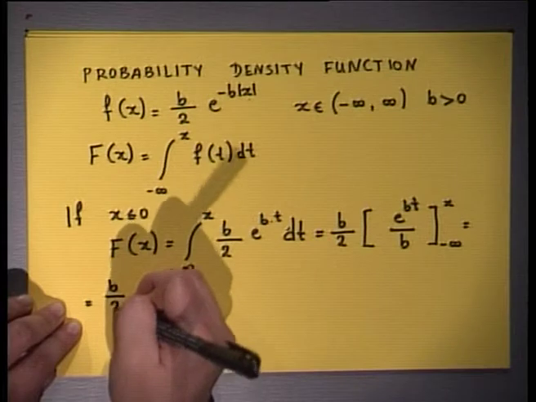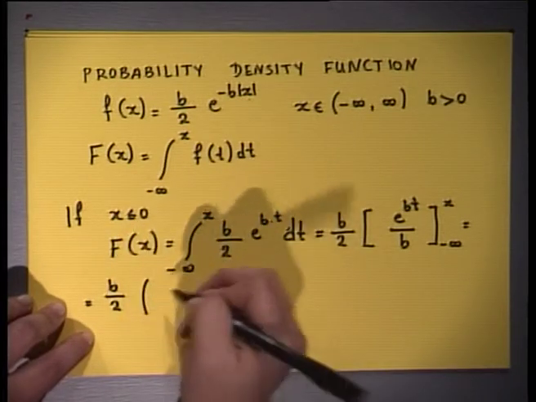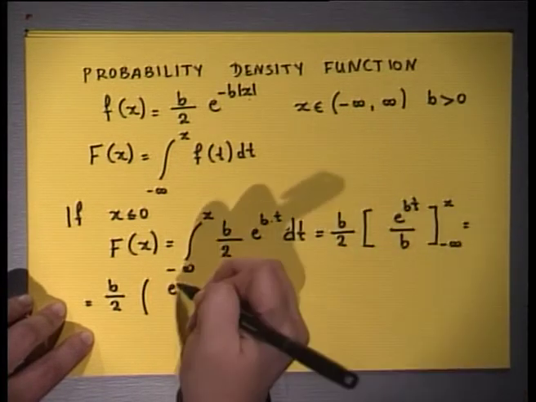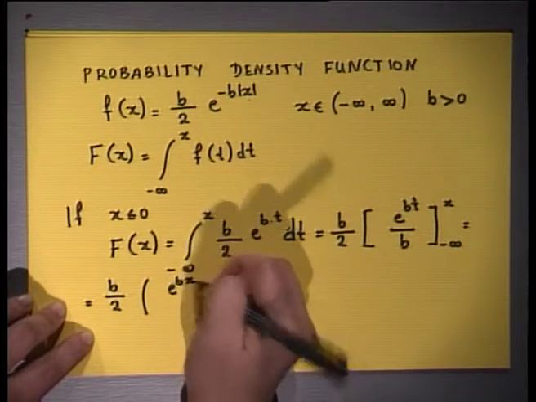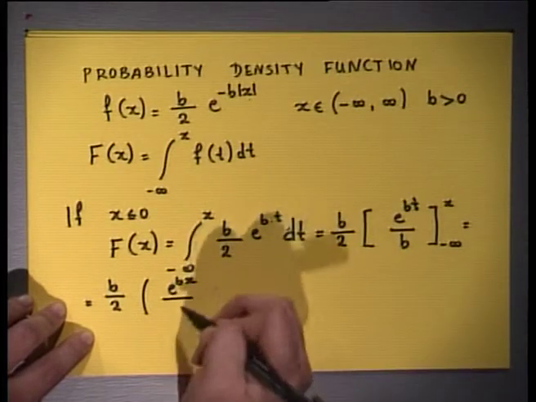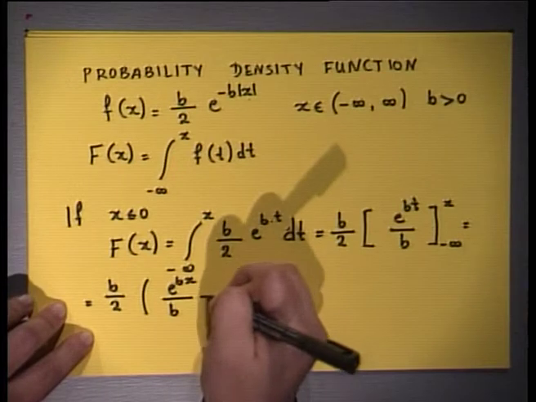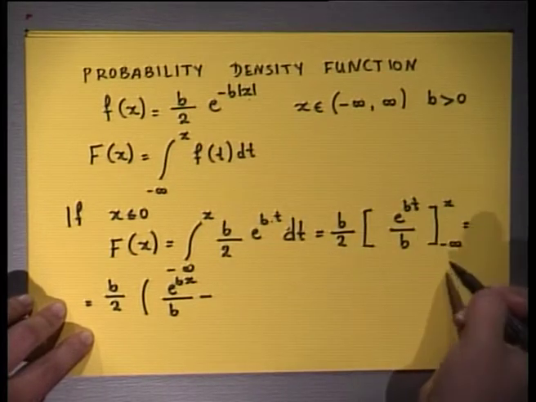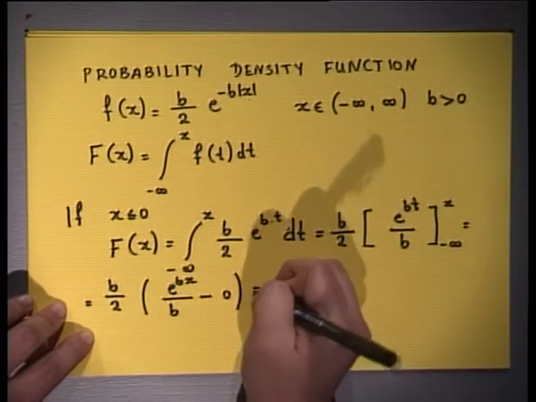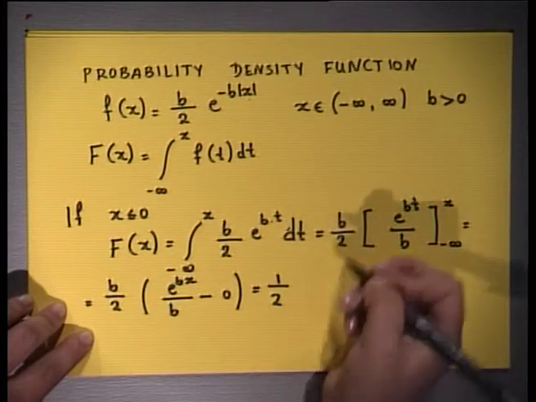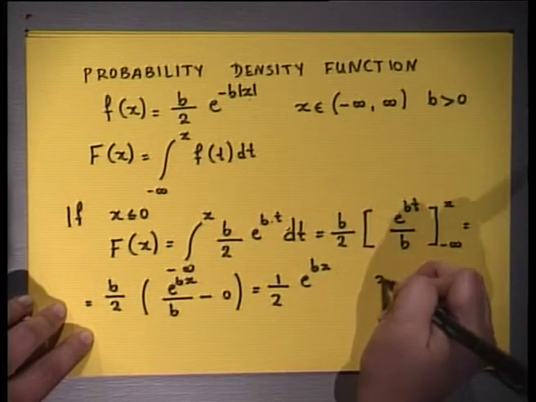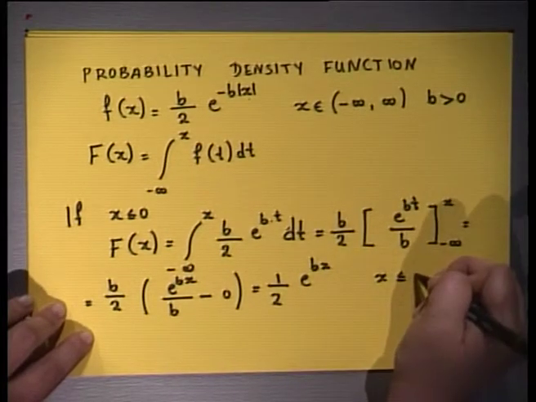Which is equal to b over 2 times e to the b x divided by b. X takes the value of t there. Minus, if we put minus infinity in t, we have 0, and that will be equal to half e to the b x for x less or equal to 0.